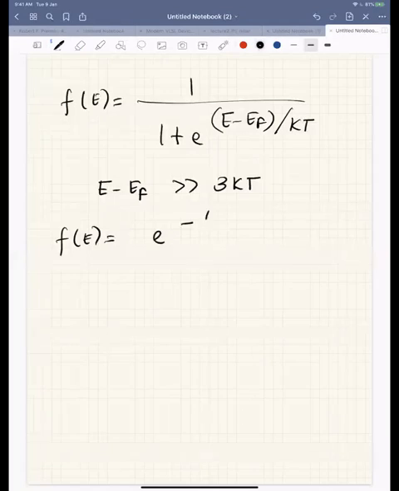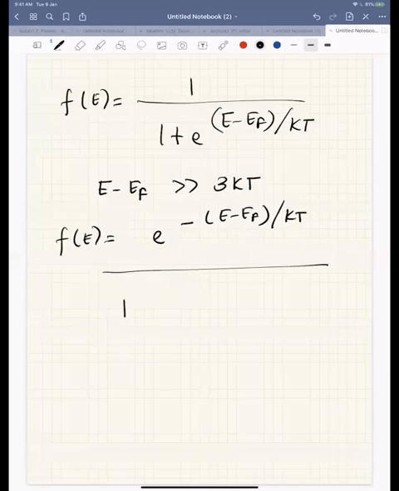e to the power minus E minus EF by kT, because if E minus EF is greater than 3 kT, that means this will be e to the power 3, and e to the power 3 is generally much higher than 1. So then this will be e to the power minus (E minus EF) by kT, and this approximation we call Boltzmann's approximation.